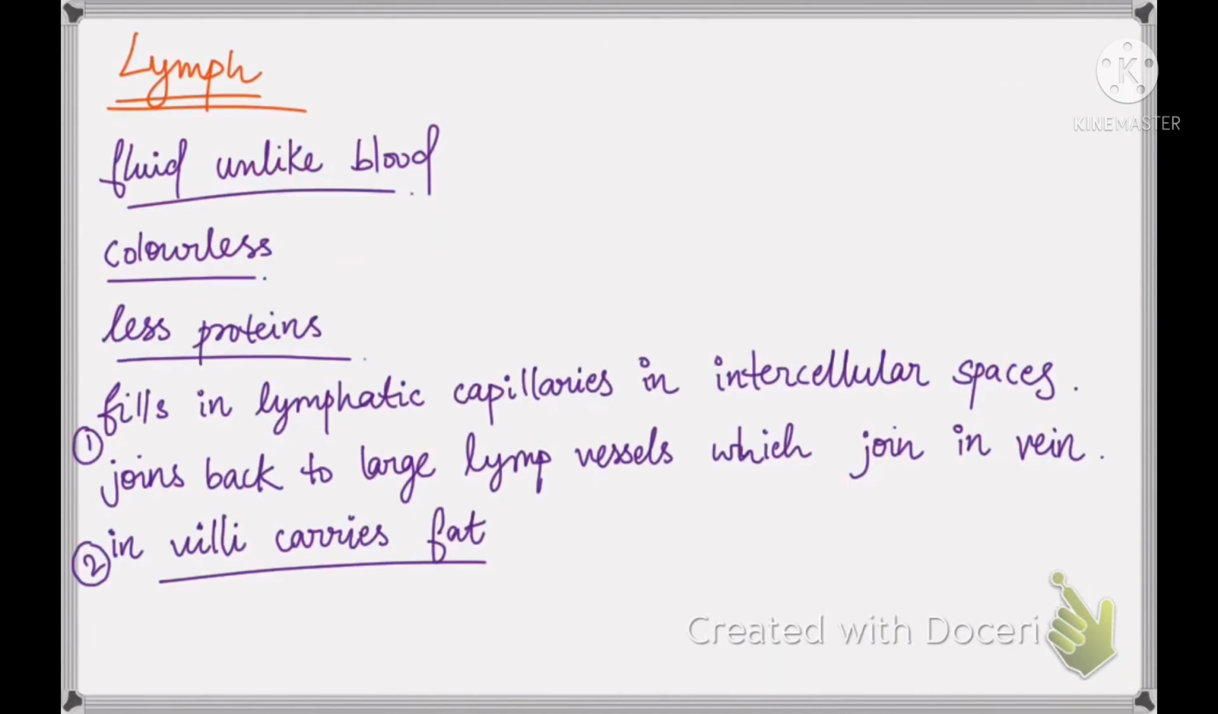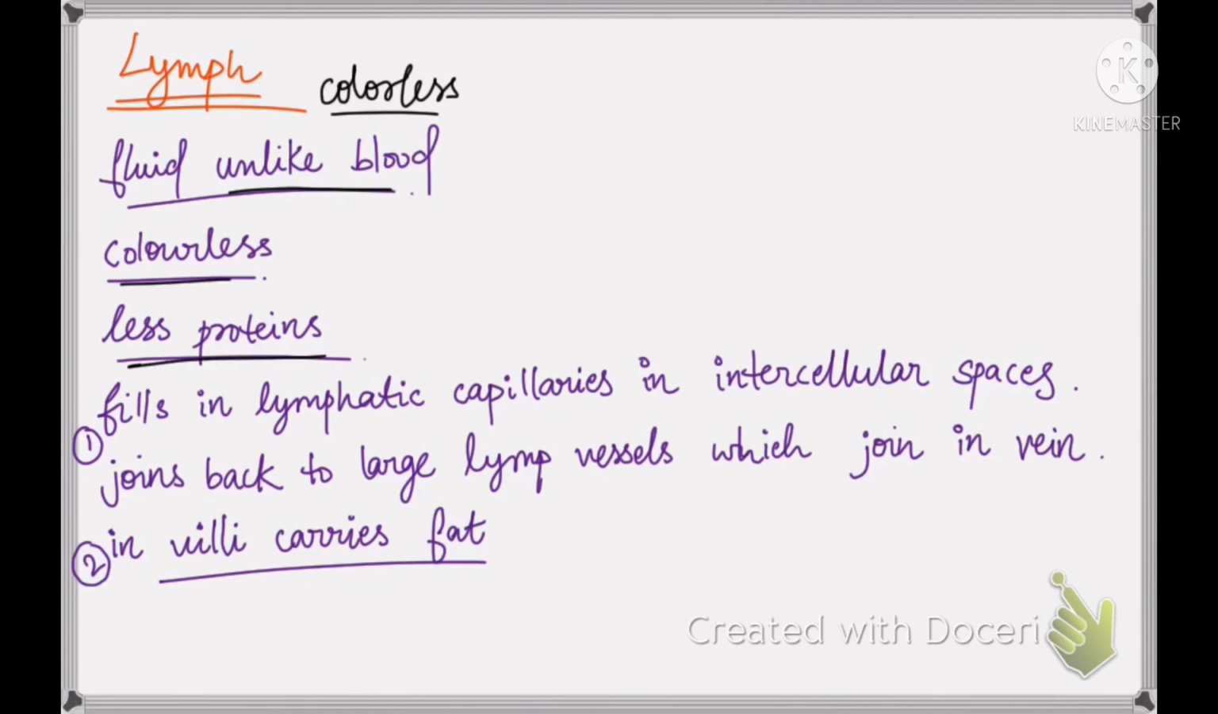Now we have one small concept which I left while teaching transportation in humans, about lymph. So lymph is a similar fluid like blood itself, but blood is red in color and lymph is colorless. There will be many questions regarding lymph that differentiate between lymph and blood, tell two differences and two similarities between lymph and blood, etc. So you have to remember this part. Lymph is a fluid unlike blood, but it is colorless. It has very less proteins in it.